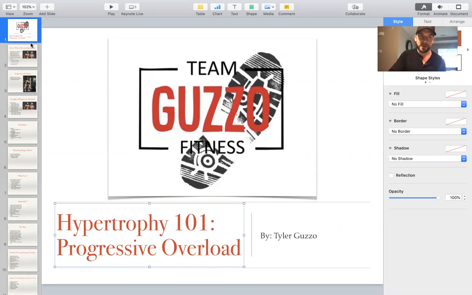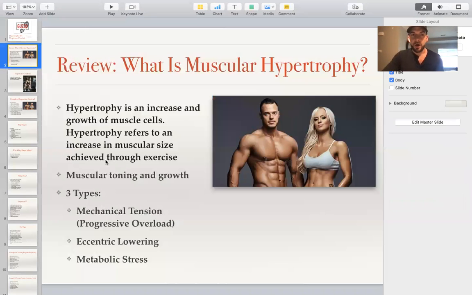All right, so just a review, we haven't done one of these in a couple weeks, so I want to go over all the ways that you can build muscle. You can tone and get lean by building muscle, right? So hypertrophy, this is a quick recap. Hypertrophy is an increase in growth of muscle cells. Hypertrophy refers to an increase in muscular size achieved through exercise, muscular toning, and growth. And then there are 3 types of ways that you can train for hypertrophy.